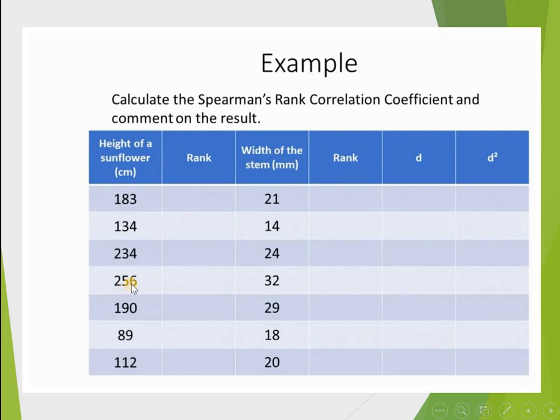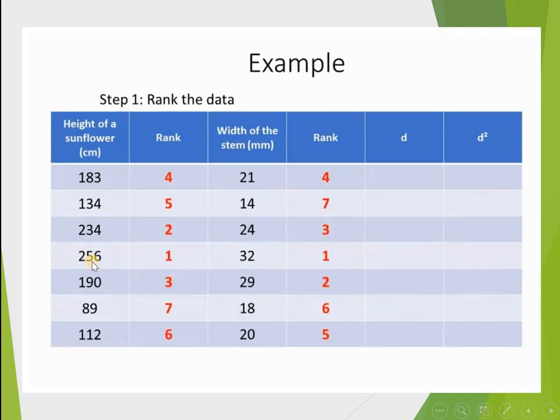So 256 is the greatest height. Its rank is going to be first. 256 is first, 234 second rank, 190 third rank, 183 fourth, 134 the fifth, 112 is the sixth, and the last value, the smallest height or shortest, 89, its rank is 7th.